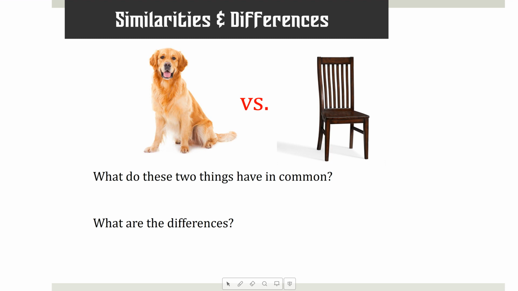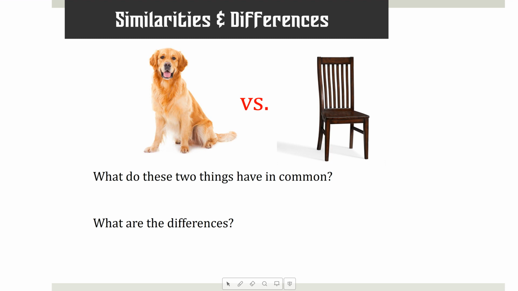The dog can move on its own, but a chair can't. Good. One grows, one doesn't. Correct, good. Well, to a certain point, at some point, the dog's going to stop growing. Go ahead. The dog can breathe, but the chair can't. Breathe or breed? Well, both actually.